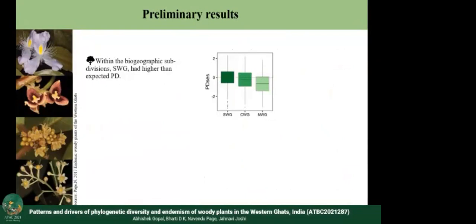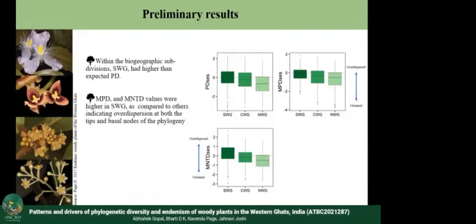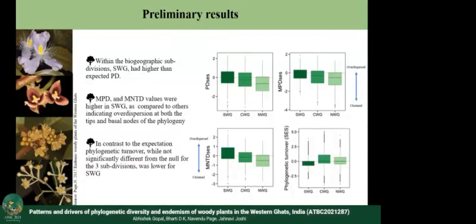Mean phylogenetic distance and the mean nearest neighbor distance were both high in the southern Western Ghats, indicating overdispersion at both basal node and at the tips of the phylogeny. That is, more distantly related lineages and taxa are found in the southern Western Ghats as compared to the other subdivisions. In the case of phylogenetic turnover, we found a contrasting result to our expectation.